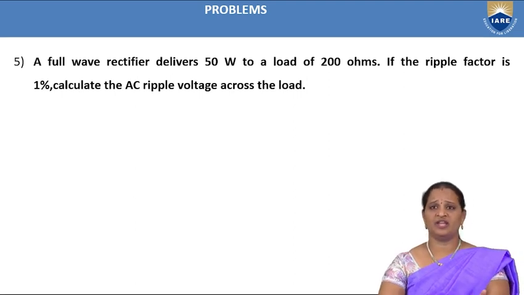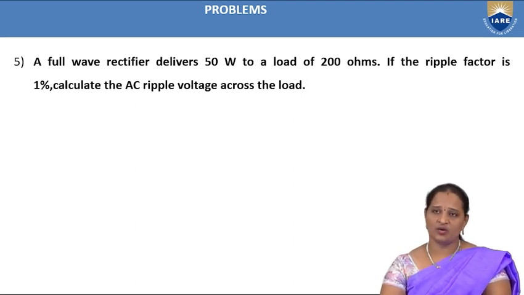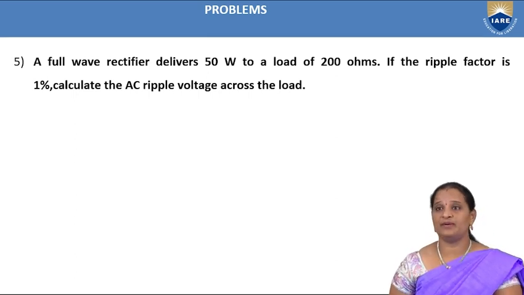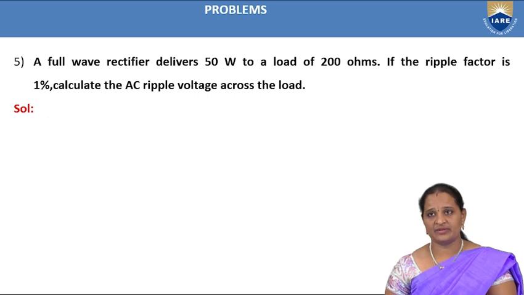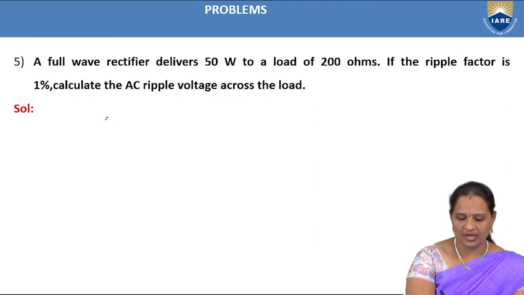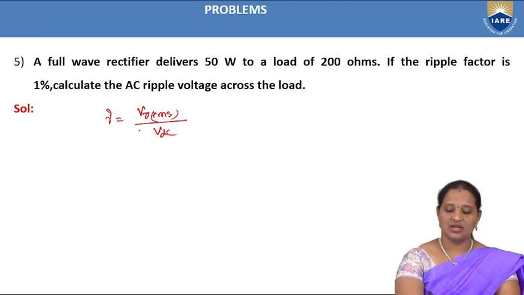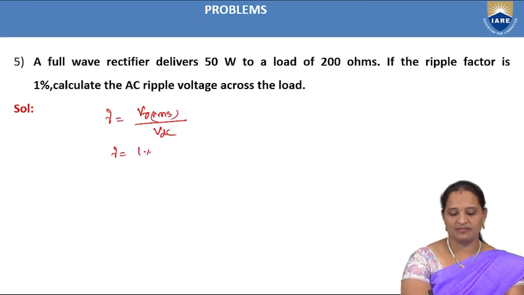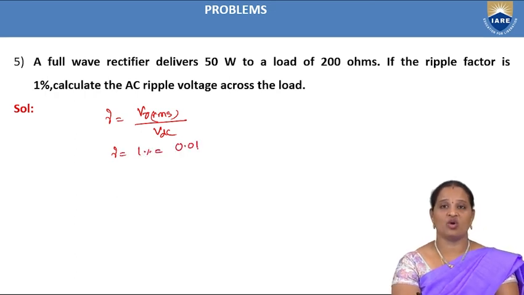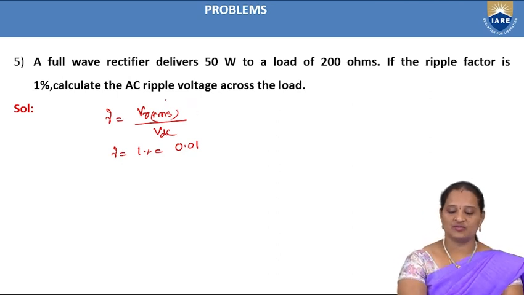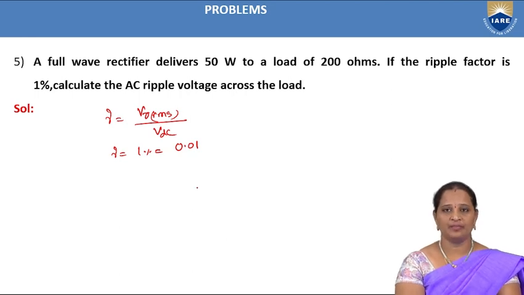Now coming to the fifth one: a full wave rectifier delivers 50 watts to a load of 200 ohms. If the ripple factor is 1%, calculate the AC ripple voltage across the load. So we already know that the ripple factor formula is V_r,rms divided by V_DC, right? He has given the ripple factor that is 1%. What is that? 0.01. And he asked us to find out the AC ripple voltage across the load. That means the RMS value of ripple voltage across the load. That means we have to find out V_r,rms.